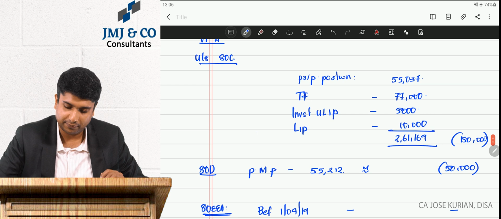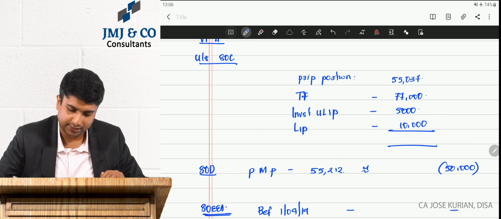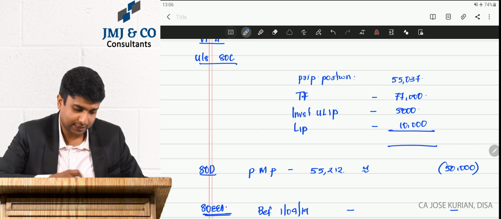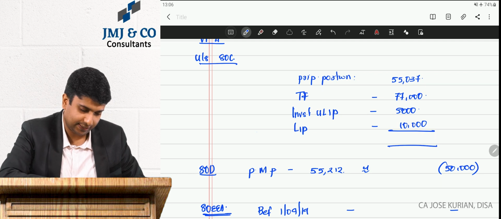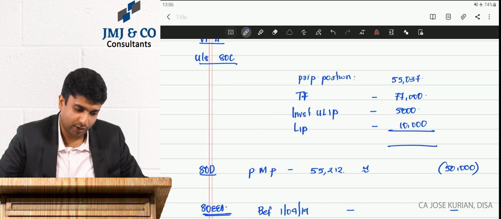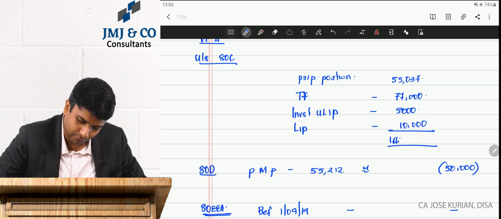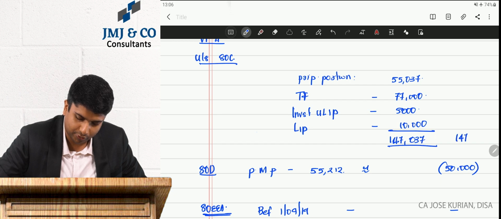So only the remaining items are there. So let's compute what is the remaining item. 55,037 plus 77,000 plus 5,000 plus 10,000. It would be 1,47,037 rupees, and that entire amount you can claim as a deduction.